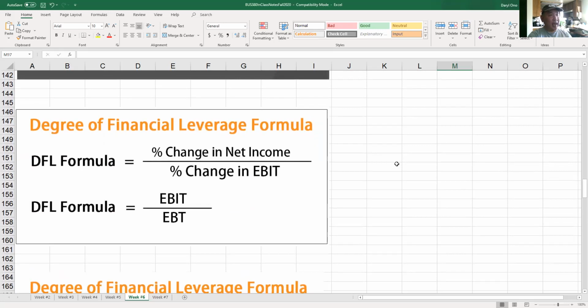So you could see that we have a couple of formulas for your degree of financial leverage. So that's the percentage change in net income divided by the percentage change in EBIT. Another formula, and these will give you the exact same answers, is going to be equal to your earnings before interest and taxes divided by the earnings before taxes. So the difference between the numerator and the denominator here is the interest expense, the interest expense that you accept when you borrowed money.